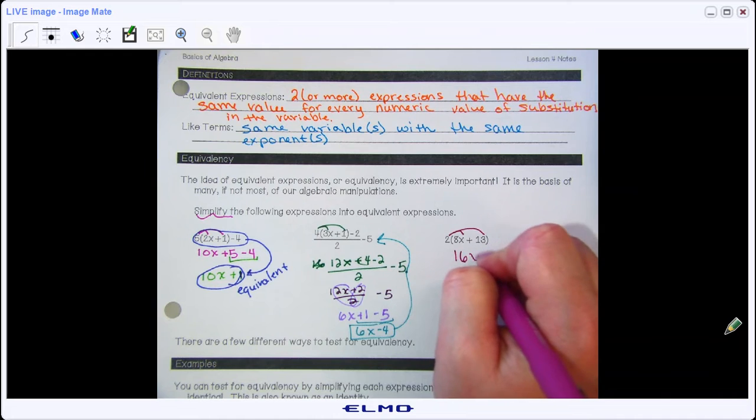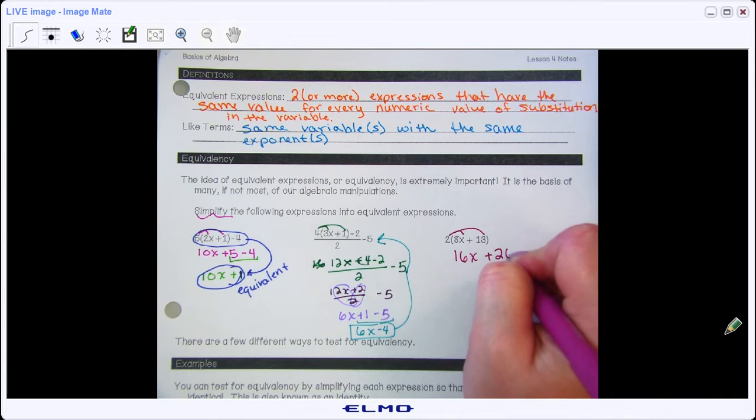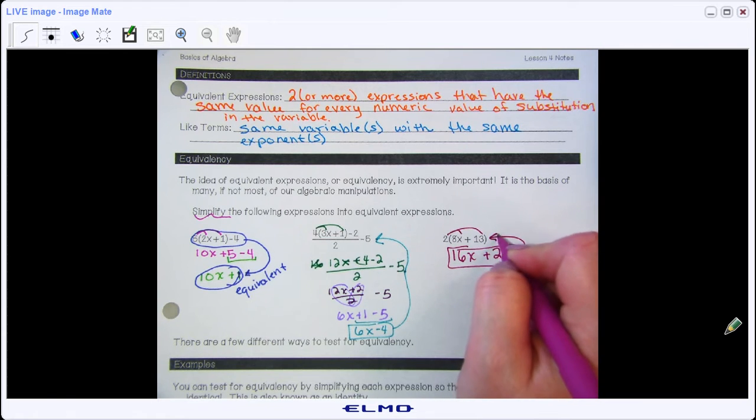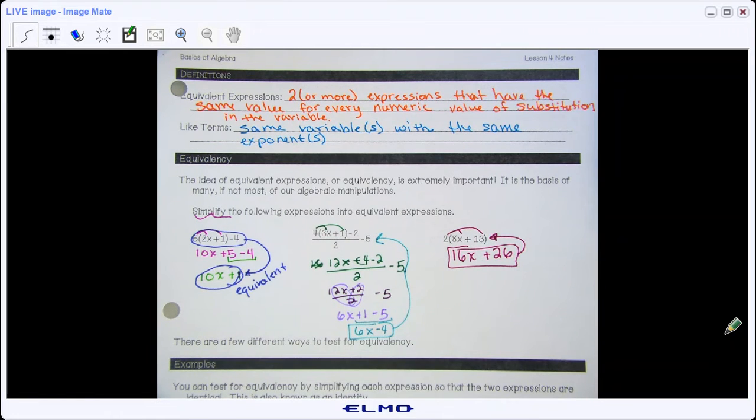Here, distribute 16x plus 26. That is equivalent to there. So we can create equivalent expressions by simplifying things down. So simplifying as much as we possibly can. Now, sometimes we need to test to see if things are equivalent. So there's a couple of different ways that we can test for equivalency.